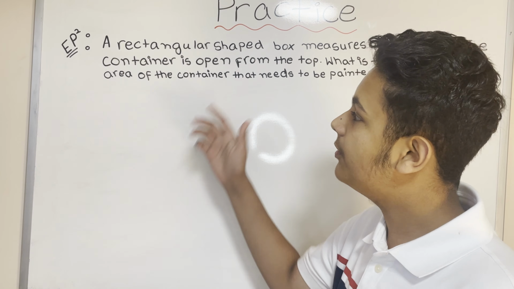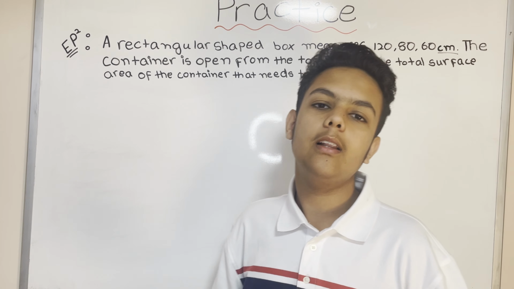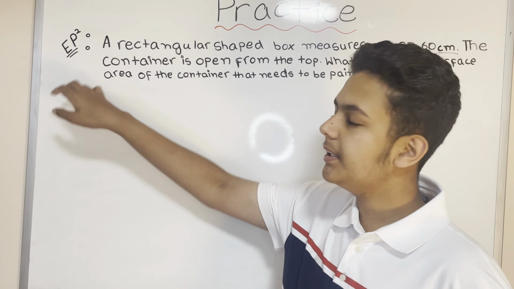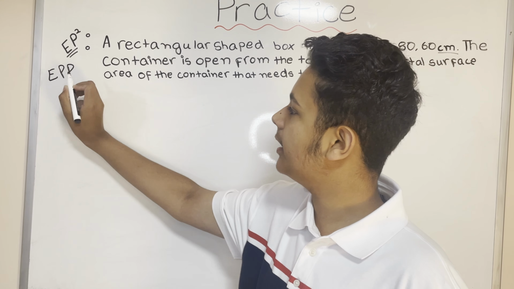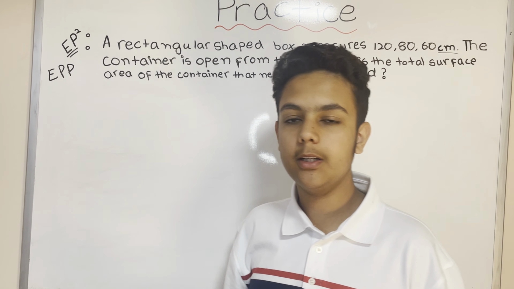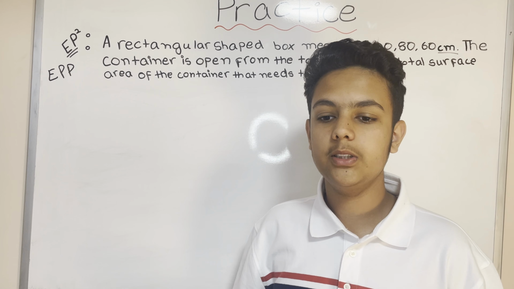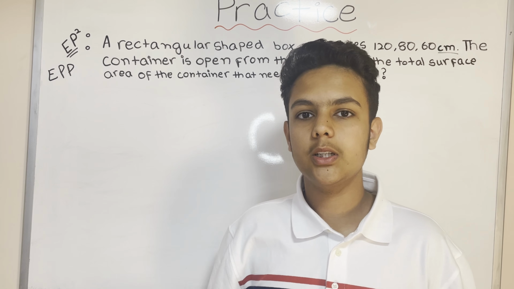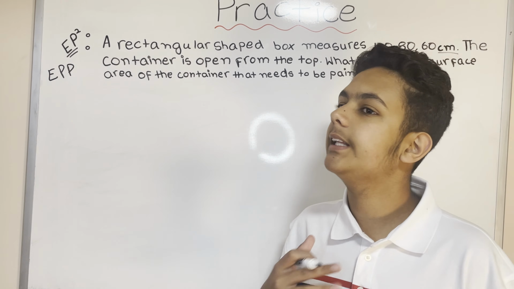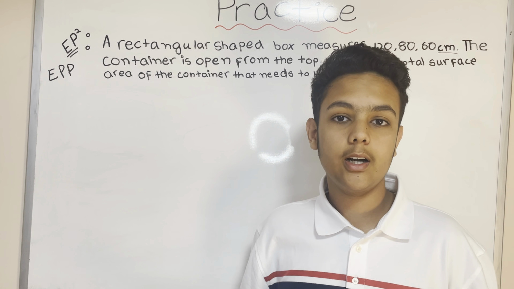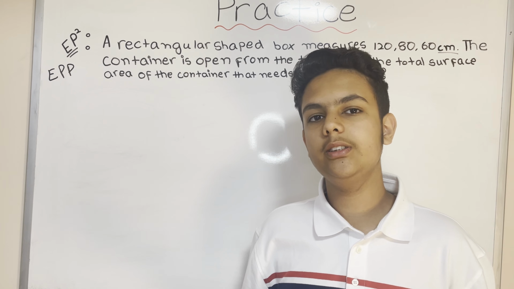So first of all, before writing the question, what I like to do is I write EP square, because EP square is basically EPP, because P square is P double P, and the full form is easy peasy problem, because it helps us trick our mind, just making sure that we think the problem is never hard and every question is easy if you try.